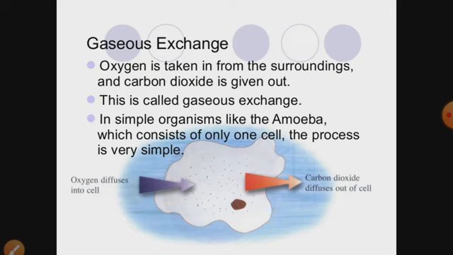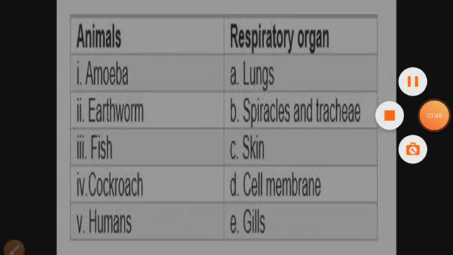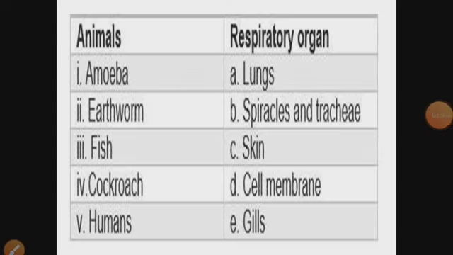In simple organisms like amoeba and paramecium, which consist of only one cell, the process is very simple, that is diffusion. Now this slide is very important as far as 1 mark questions are concerned. For animals like amoeba, you have to match the respiratory organ, which will be the cell membrane.